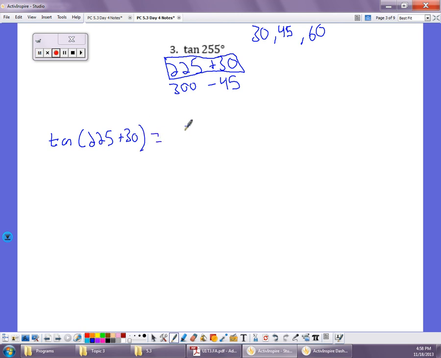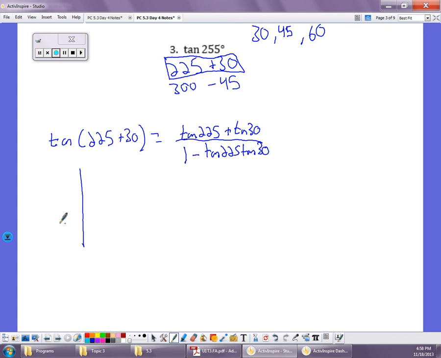And I'm just going to plug it right into the formula. So tan 225 plus tan 30. The sign stays the same in the numerator, and then in the denominator it's going to be the opposite. So 1 minus tan 225 tan 30.